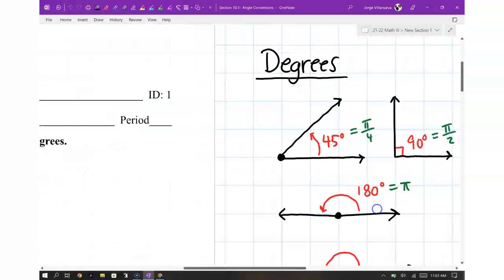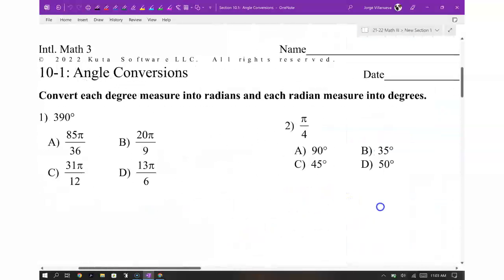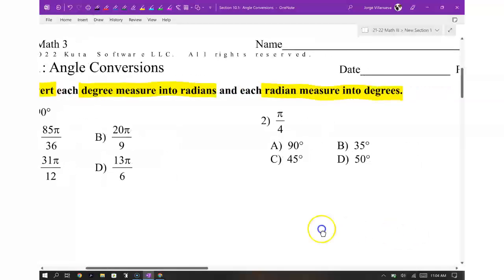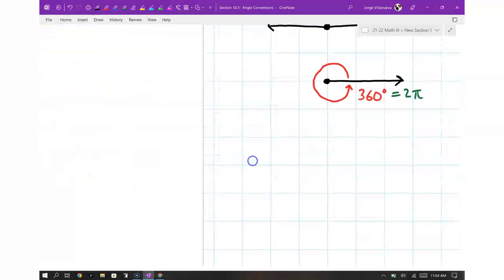Now, let me show you the instructions just so you can see. They want us to convert degree measures into radians and radian measures into degrees. So go back and forth. If they give you a degree measure, then you should be able to write a radian measure. If they give you a radian measure, then you should be able to write a degree measure. You can go back and forth. The way we do that is using 2 small formulas. So let me show you these 2 formulas.